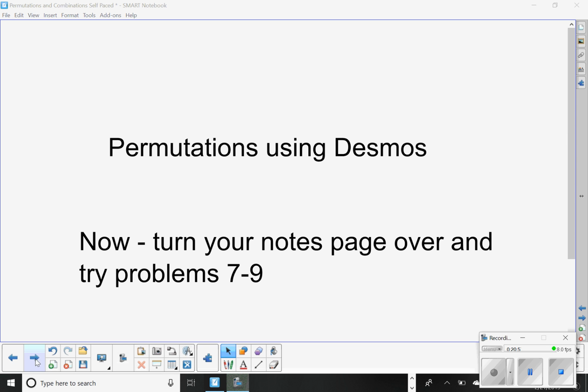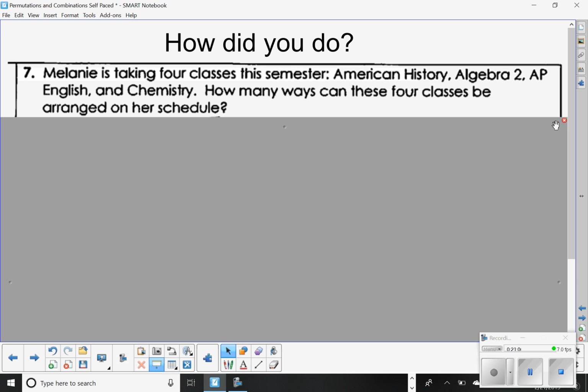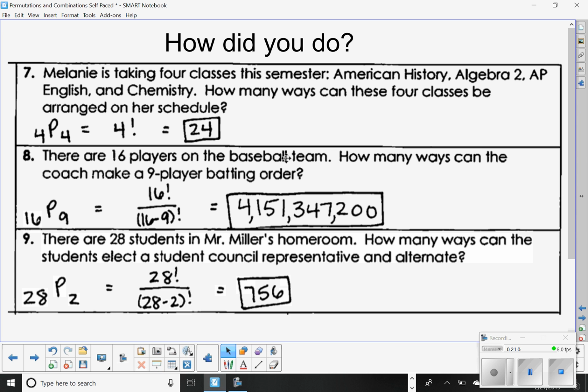Great. All right, check these out and see if you got them right. Did you do good? 4 classes. How many ways can these 4 classes be arranged? 4 out of 4. On the other hand, 16 players in the baseball team, 9 batting orders, a lot of different ways. Because you only have 9 players at a time. And then the representatives. Okay?